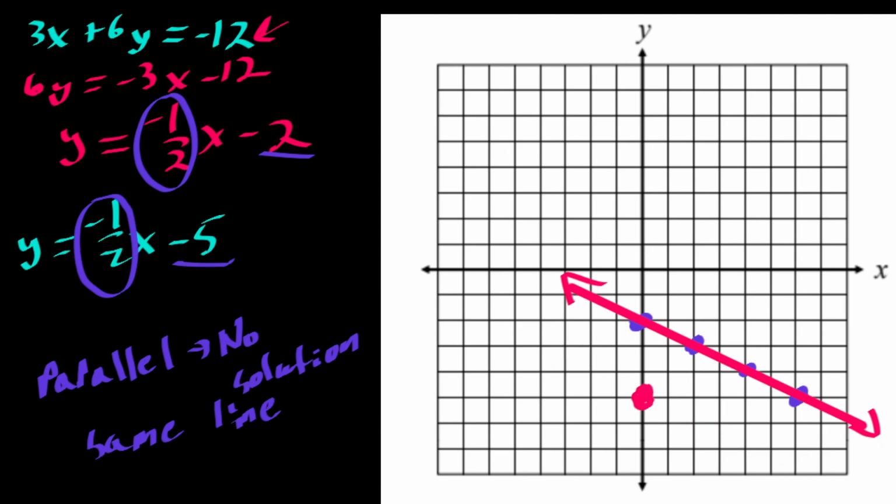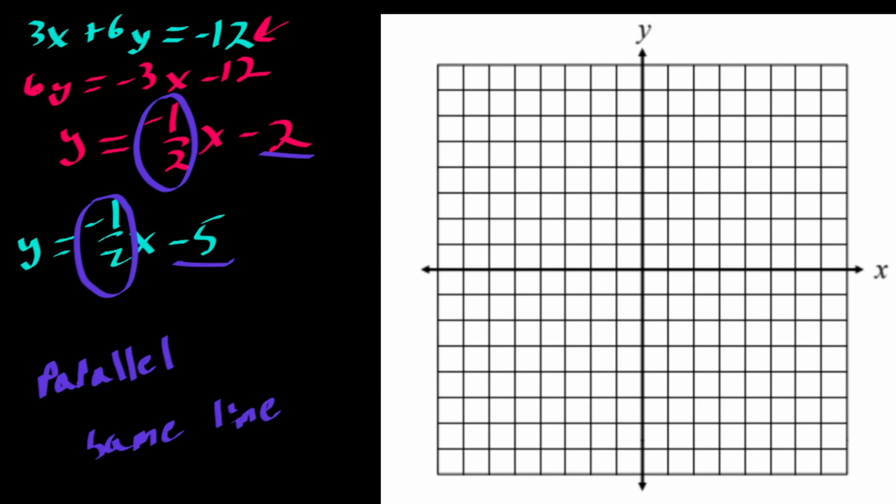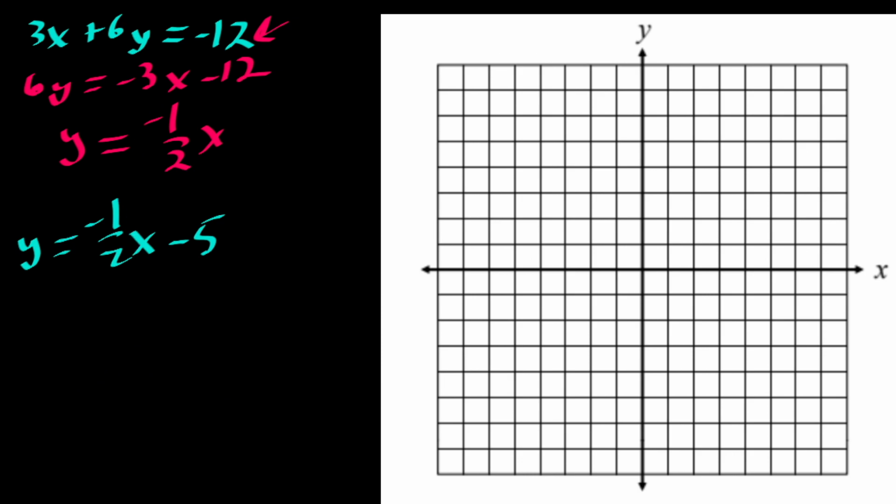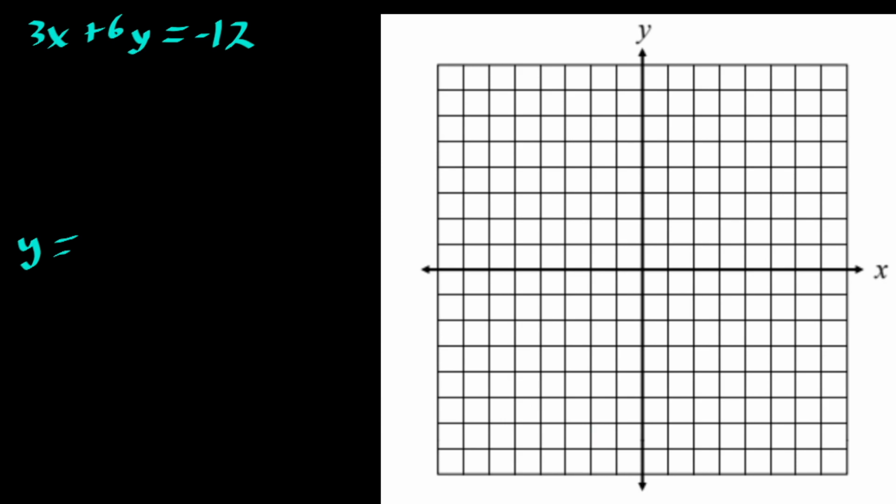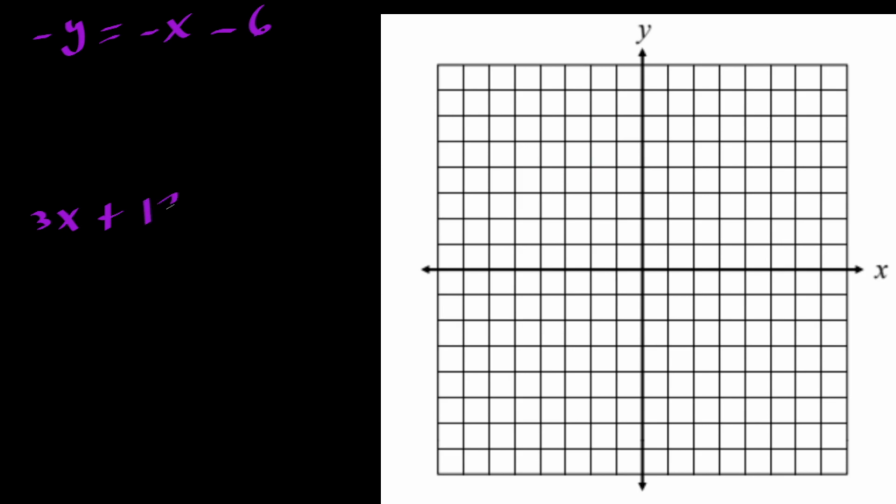All right, let's look at one more. Let me show you an example of when two lines are the same. So once again, if lines are parallel, it could be no solution or it could be infinite solutions because they could be the same line. And you'll see on this example, the two lines that I have are actually going to be the same line. So we have -y equals -x minus 6. And then my second line is 3x plus 18 equals 3y.